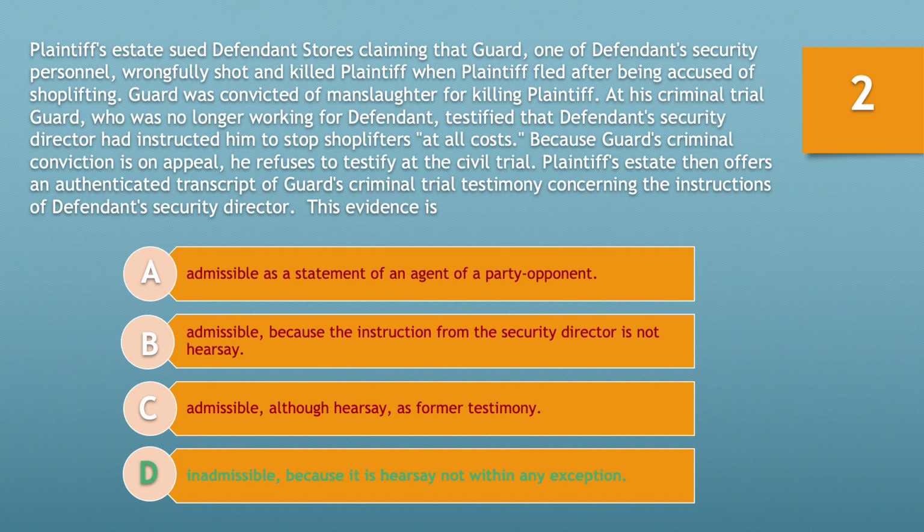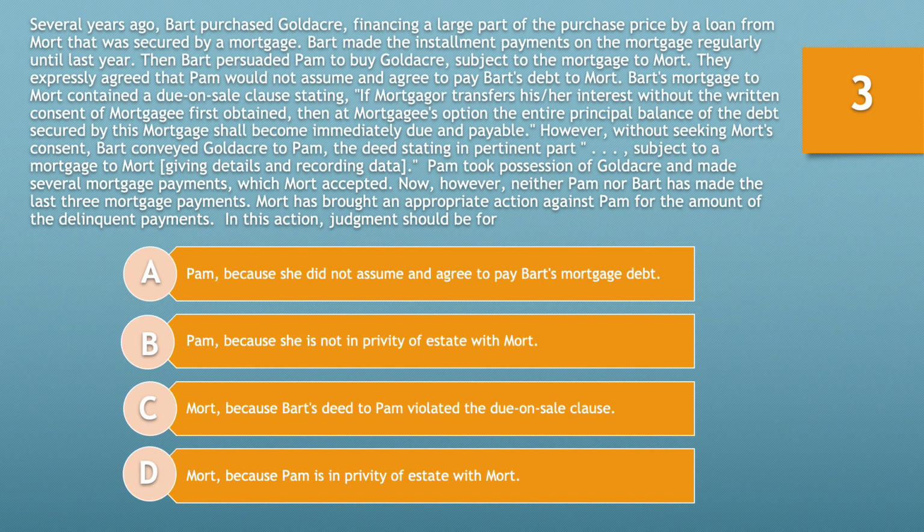Since Guard is no longer working for the defendant, the hearsay exemptions of admissions of a party opponent and vicarious party admissions do not apply. Also, since Guard has refused to testify at the civil trial, the prior statements of witness exemption does not apply either. As such, since none of the hearsay exceptions or exemptions apply, this statement by Guard is inadmissible because it is hearsay, not within any exception. Let's move on to question number 3.